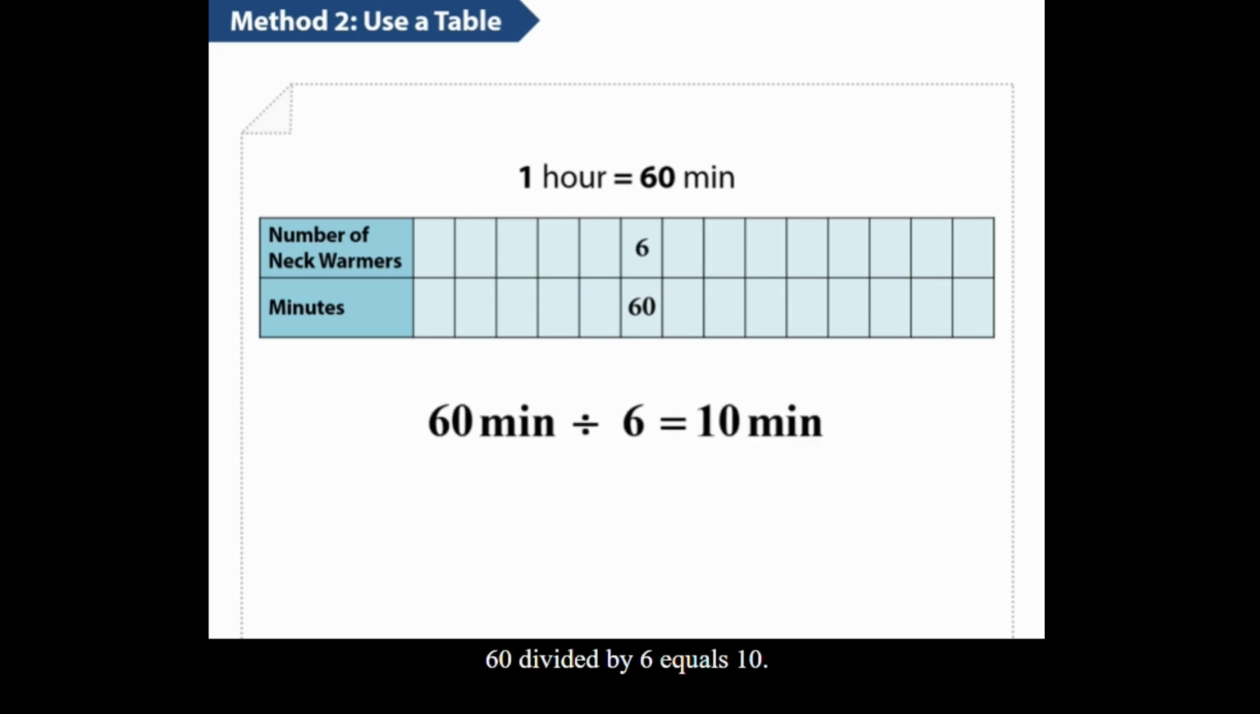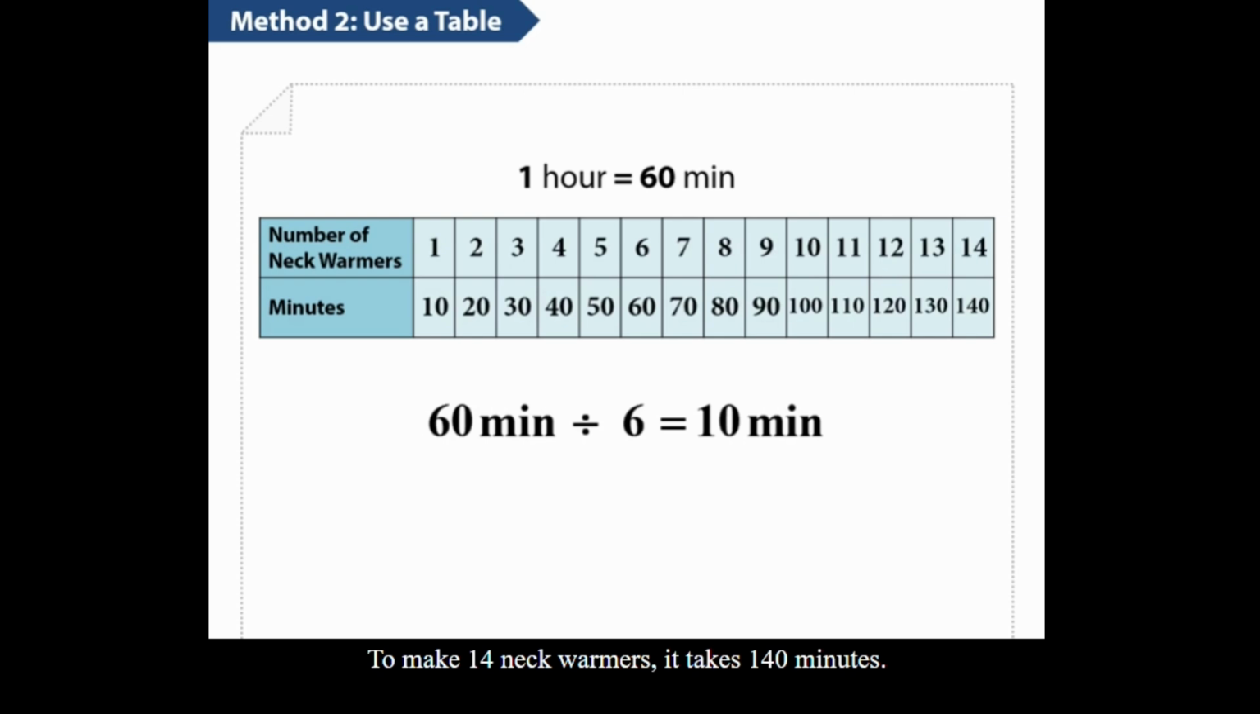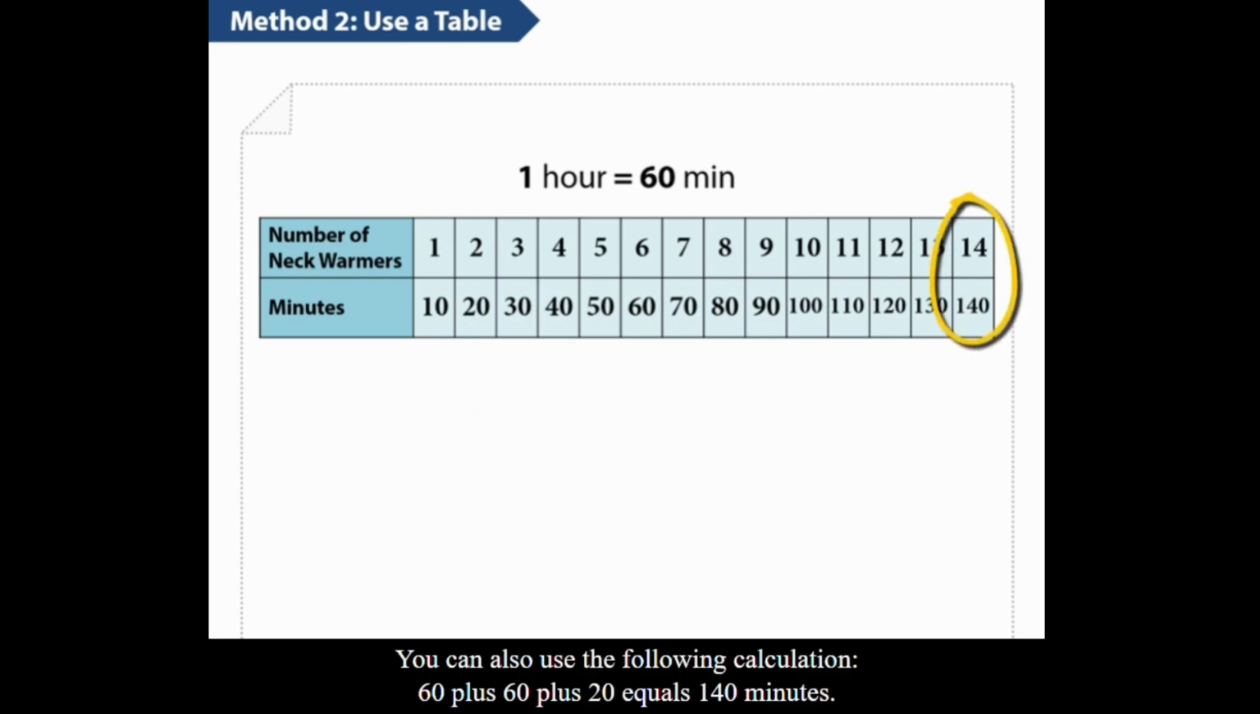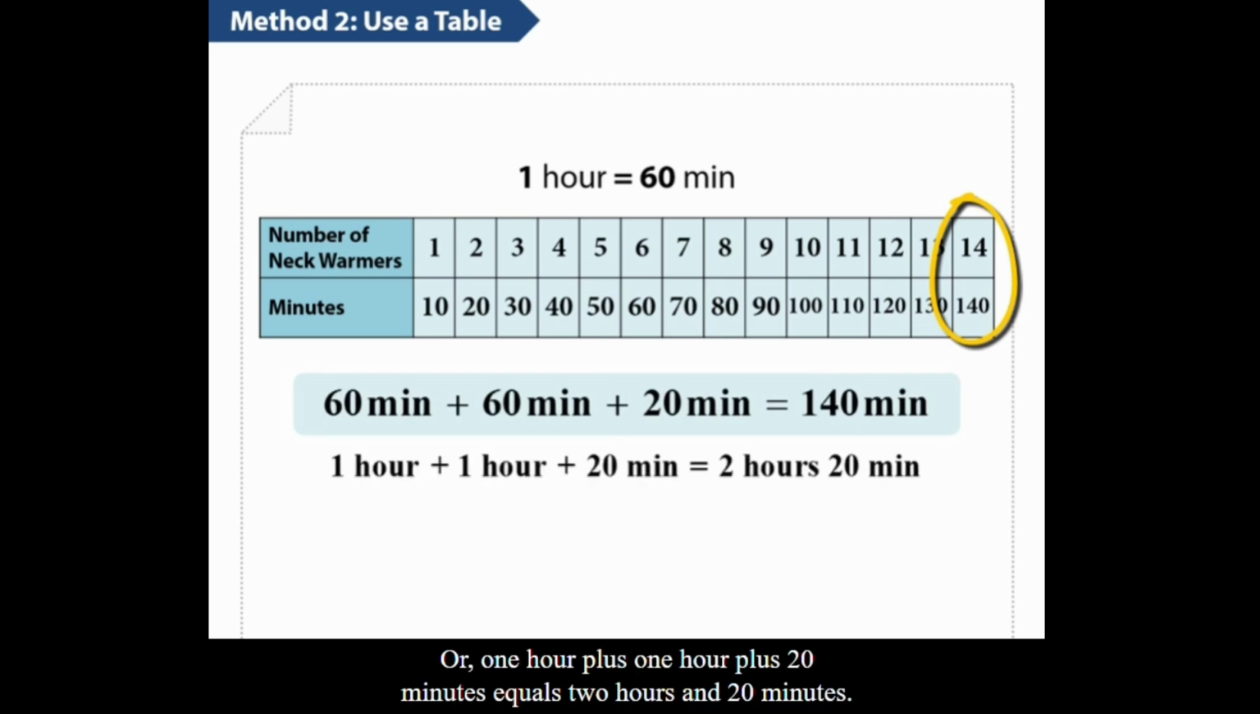60 divided by 6 equals 10. Therefore, 1 neck warmer takes 10 minutes. Complete the table to see how long it takes to make 14 neck warmers. To make 14 neck warmers, it takes 140 minutes. You can also use the following calculation. 60 plus 60 plus 20 equals 140 minutes, or 1 hour plus 1 hour plus 20 minutes equals 2 hours and 20 minutes.